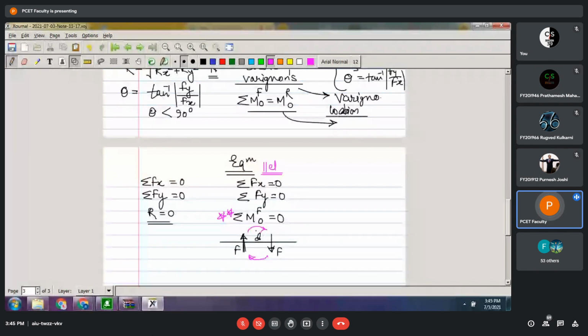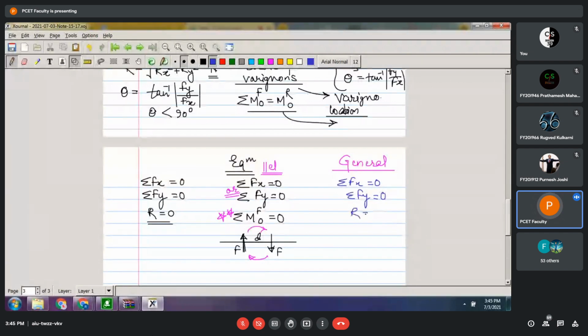Third type of force system is the general force system. In this case, again it is a combination of concurrent and parallel. Earlier it was either summation Fx or summation Fy, only one equation applied. But in case of general, again we need to apply all three conditions, that is summation Fx must be 0, summation Fy must be 0, so that ultimately R will be 0.